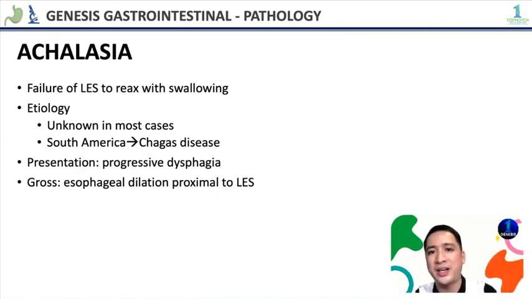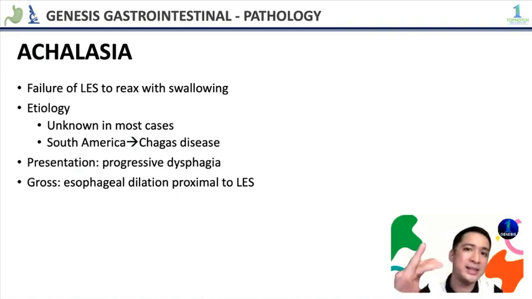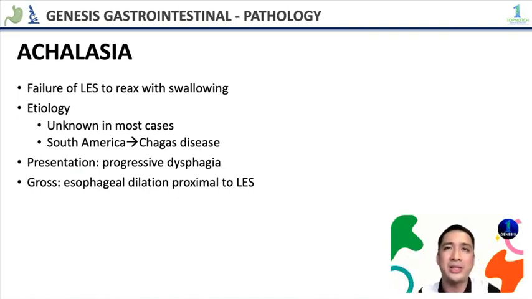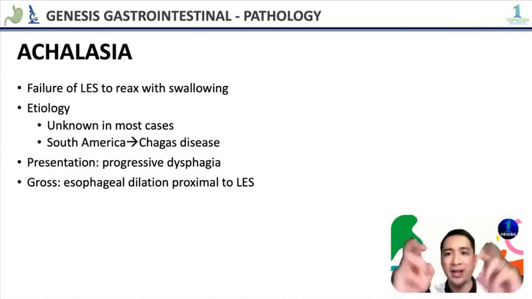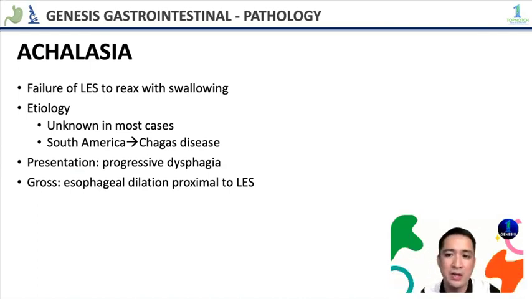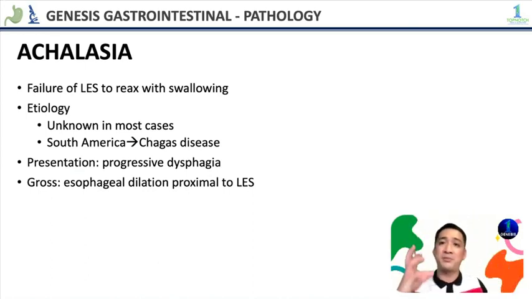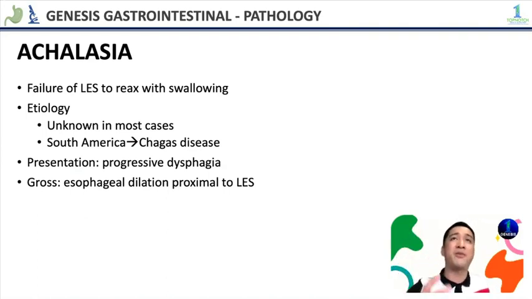Probably there is degeneration of the ganglion. Secondary, the most common attributable to that, theoretically, we have your Chagas disease, wherein the trypanosoma infection will cause destruction of the myenteric plexus. You remember, your myenteric plexus is essential for muscular contraction.